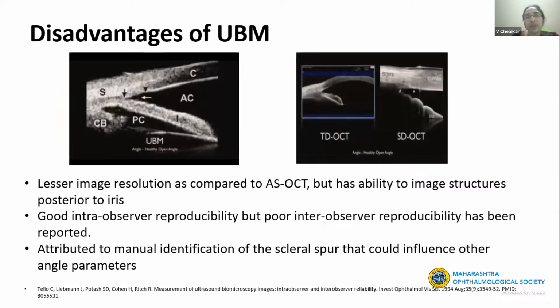There is lesser image resolution in the UBM as compared to ASOCT, but the greatest advantage it has is that it is able to image structures posterior to the iris. There is good intra-observer reproducibility, but poor inter-observer reproducibility, probably again attributed to the manual identification of the scleral spur.